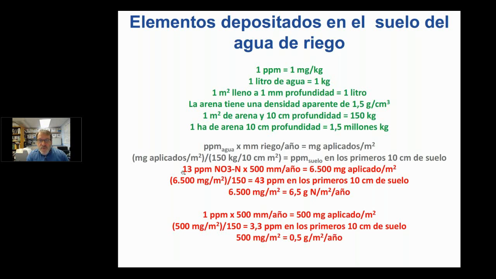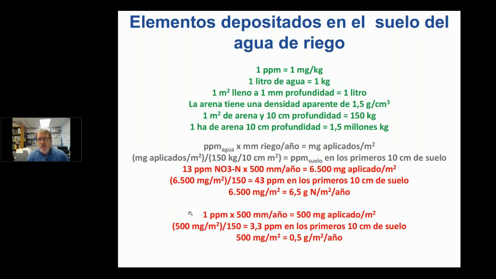So for an evaluation, if we have 13 parts per million nitrate nitrogen, and we're using 500 millimeters of water per year in the irrigation, that'll deliver 6,500 milligrams per meter squared. You simply divide by 150, and that will give you 43 parts per million increase in the top 10 centimeters of the soil. So it's very easy to calculate how much salt increase you would expect based on the parts per million in the water and the amount of irrigation you put on. The only factor that's not included in that is rainfall and leaching irrigation. So we're assuming that this is the worst case scenario in the top 10 centimeters.